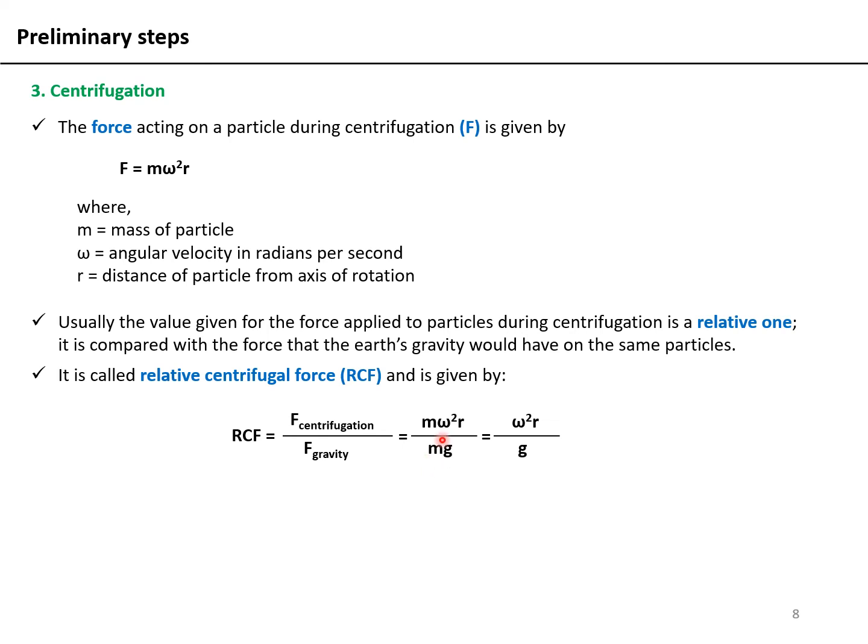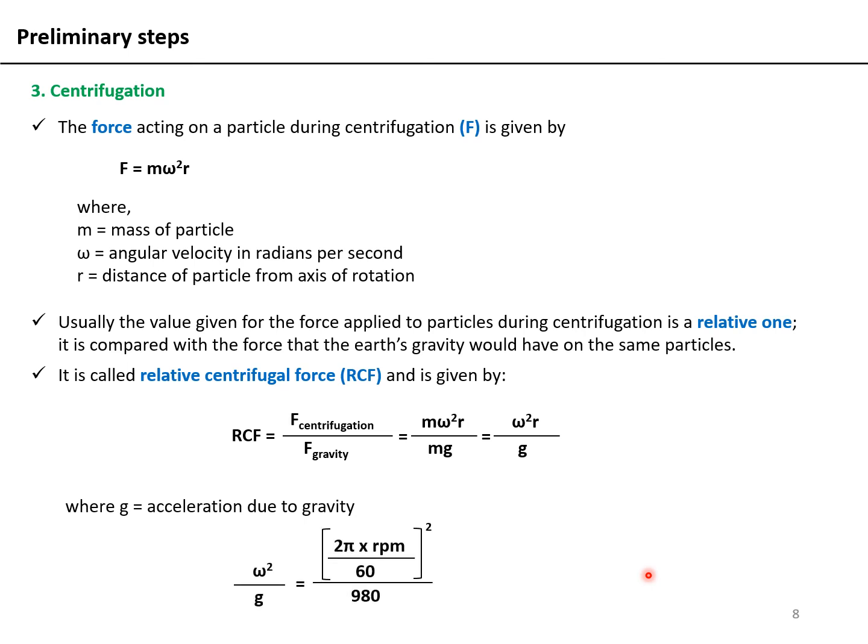So if you put in the formulas, you have m omega square r divided by mg, that is mass into acceleration due to gravity. You cancel out mass, you get omega square r by g. So g is the acceleration due to gravity. So omega square by g, you can further expand it, where the omega square, or the angular velocity, would be given by 2 pi multiplied by the RPM, that is the rotations per minute, divided by 60, and you're squaring that, divided by 980, which is simply the value for acceleration due to gravity. And finally, when you solve this out, you get this particular value.